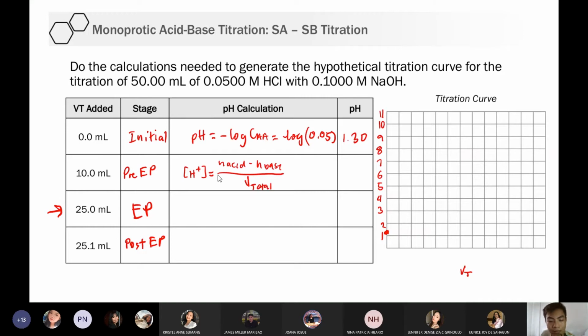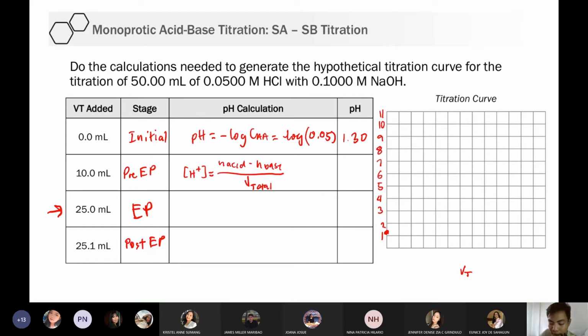Ito yung equation na gagamitin: mole acid minus mole base divided by the total volume. Bakit ito yung equation? Kasi sabi ko kanina, at pre-equivalence point, nababawasan yung acid natin. By how much? This much. Itong equation na ito yung gagamitin mo to determine how much nabawasan yung acid. Mole acid minus mole base.